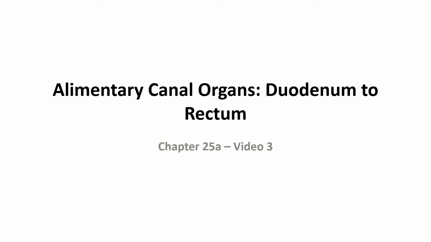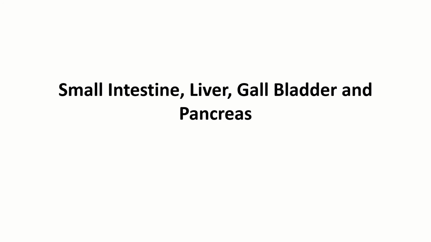In this third and final video, we're going to complete our discussion of the alimentary canal organs, now beginning with the duodenum and running to the rectum. In the first part here, we need to look at the corresponding structures associated with the small intestine, the liver, the gallbladder, and the pancreas.